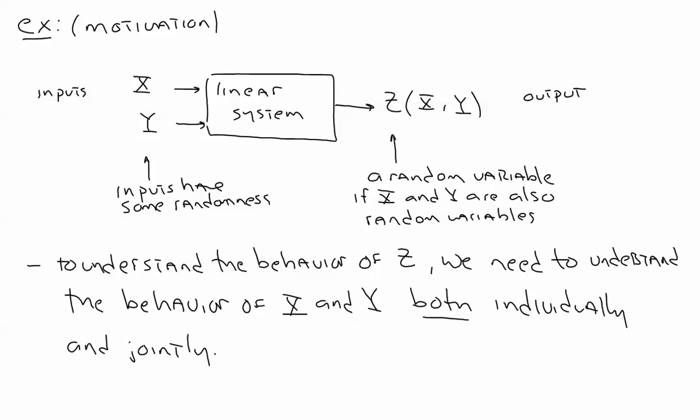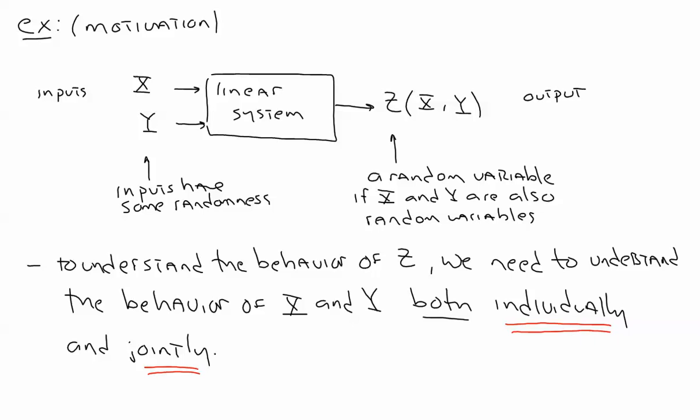Alright, we need to know how random variables x and y behave in isolation from one another and how they might interact or interfere or influence one another jointly. So to understand a random variable that's a function of multiple inputs, we need to know how the input random variables might behave individually and jointly.